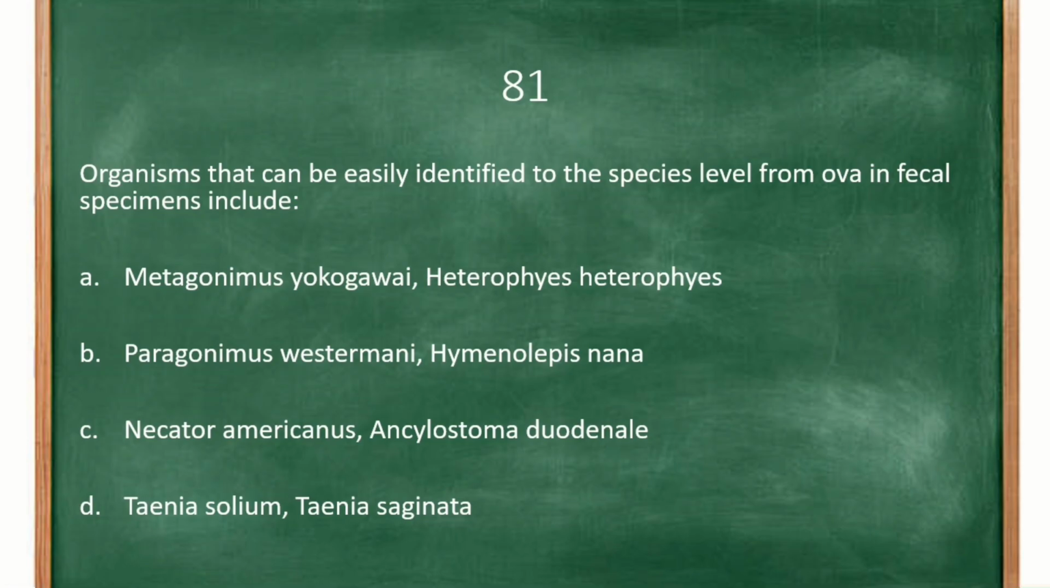Then Heterophyes. B, Paragonimus westermani. And then Hymenolepis nana. C, Necator americanus and Ancylostoma duodenale. Then D, Taenia solium and then Taenia saginata. The answer here is D, which is Taenia solium and Taenia saginata. So Taenia solium is pork tapeworm and then Taenia saginata is beef tapeworm.